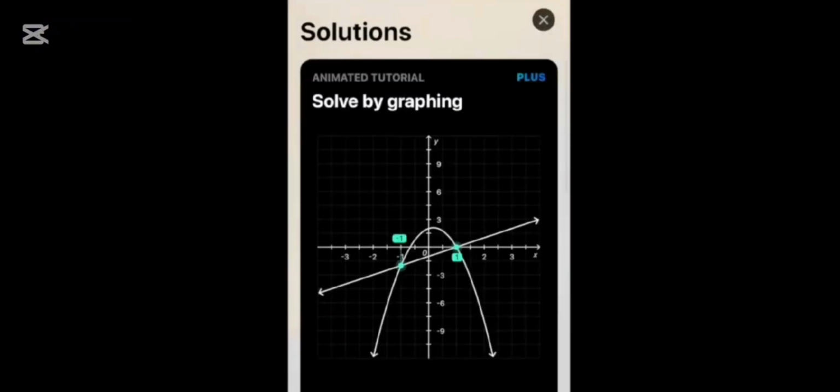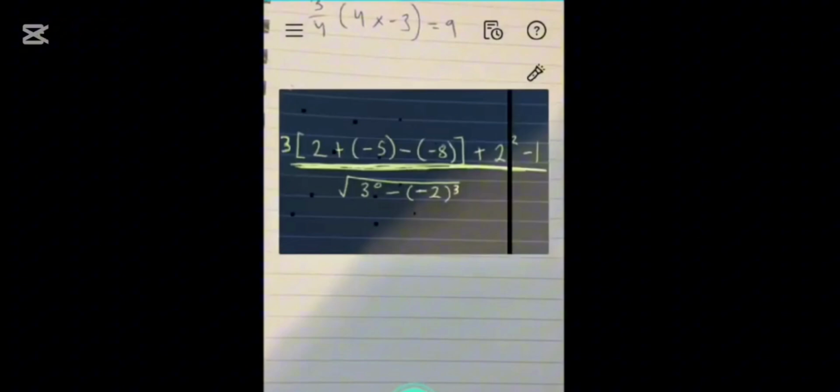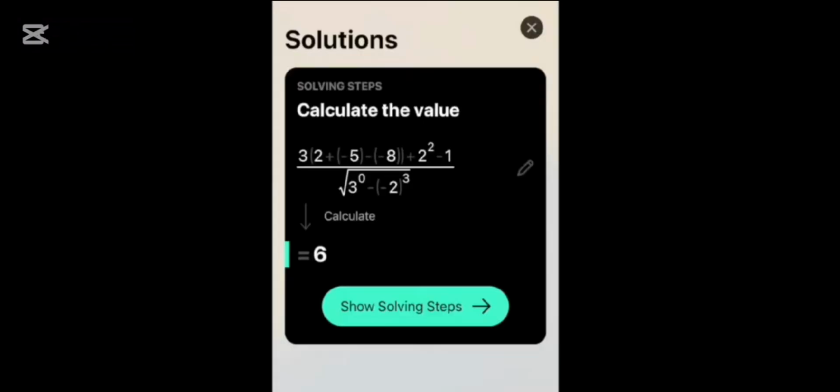So talking about it in depth, Photomath is by default set to use radians for trigonometric functions. So to input an angle in degrees, you will need to use the degree symbol. For example, if you want to calculate the cosine of 30 degrees, you will need to input cos 30 degree. So this is how you can change your Photomath to degrees.